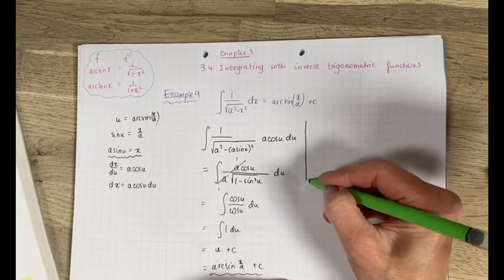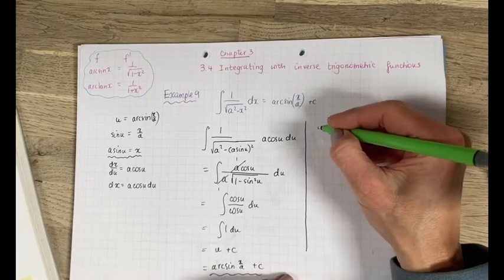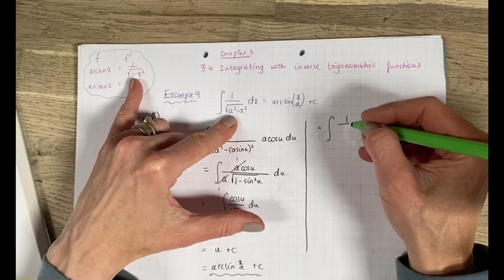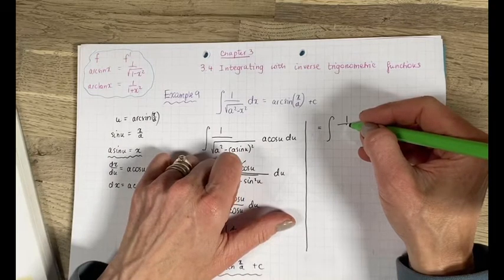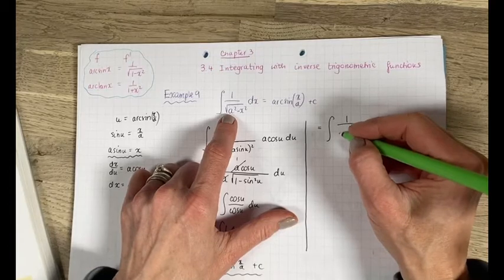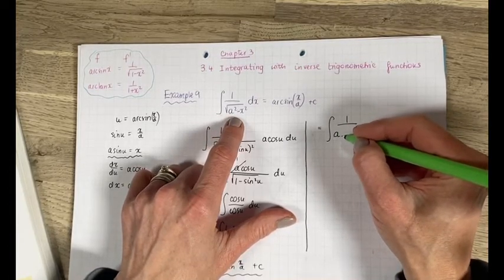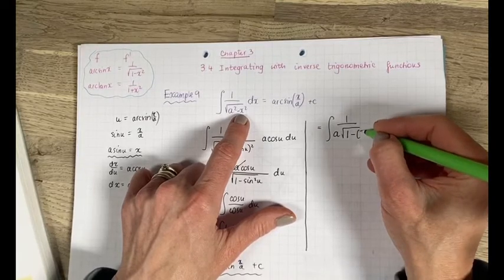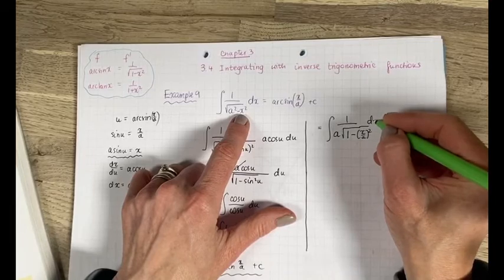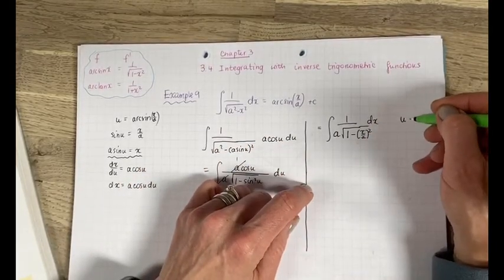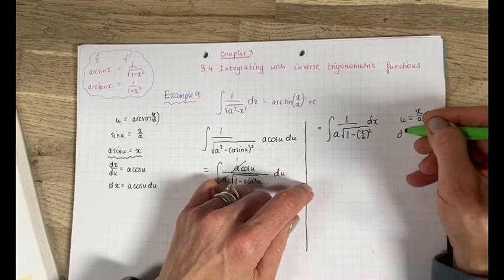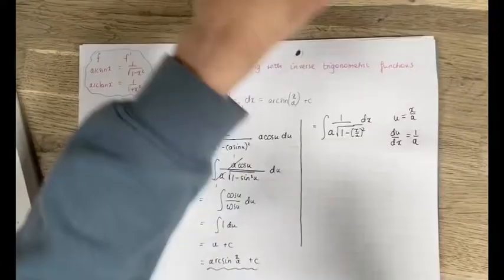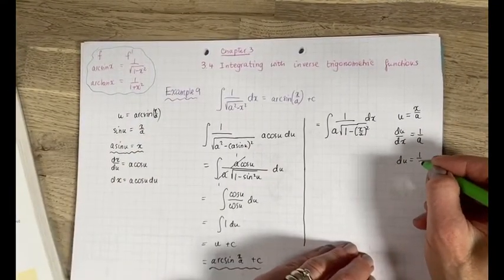Okay, the book actually does the following, which is also a good way of doing it. They are planning to use this, so they want to have 1 minus something under the square root. So they factorize a squared out, and then the square root of a squared gives you a outside, and then you've got to divide these terms by a squared, so it's 1 minus x over a squared. And now we're going to use the substitution u equals x over a. So du dx is equal to 1 over a. So du is equal to 1 over a dx.